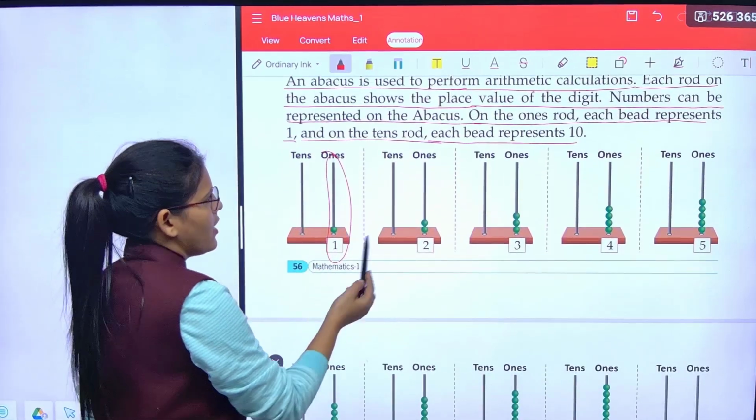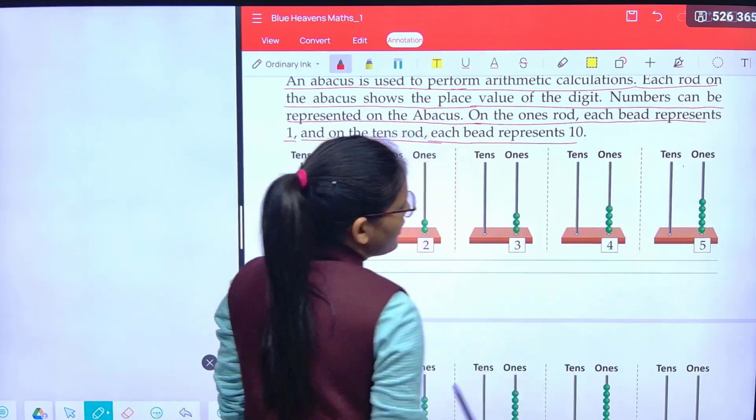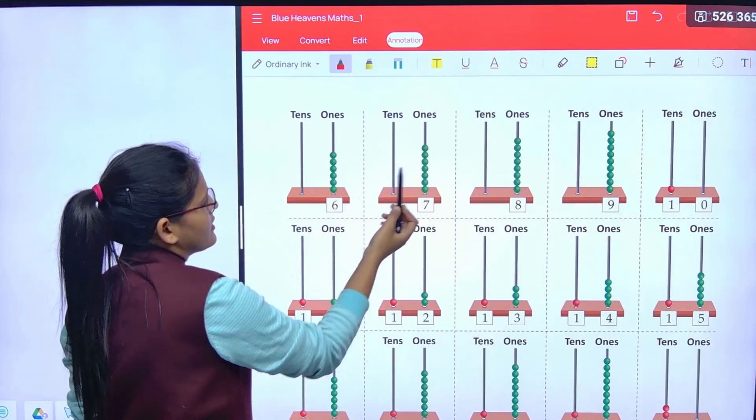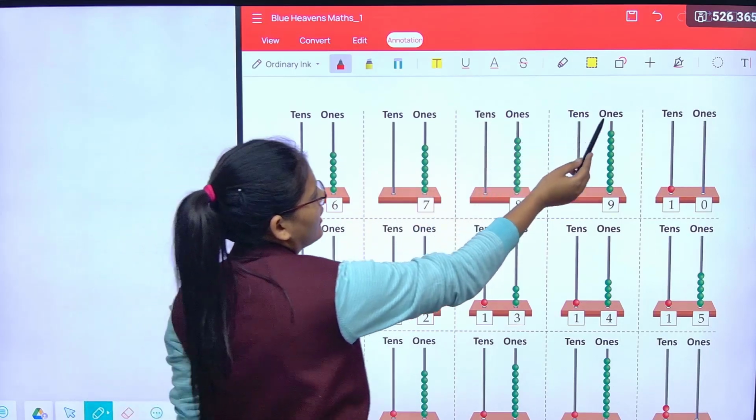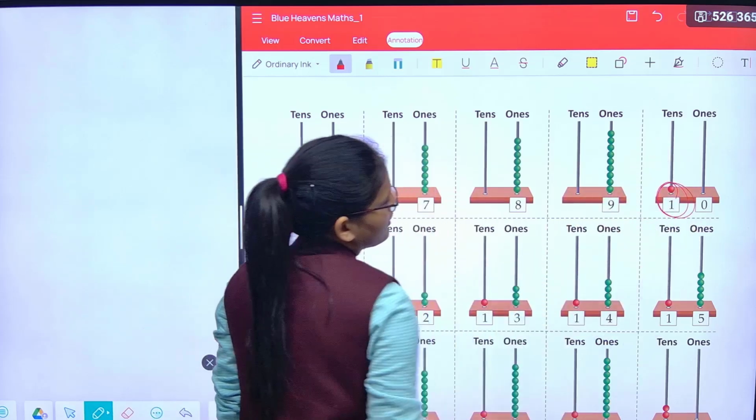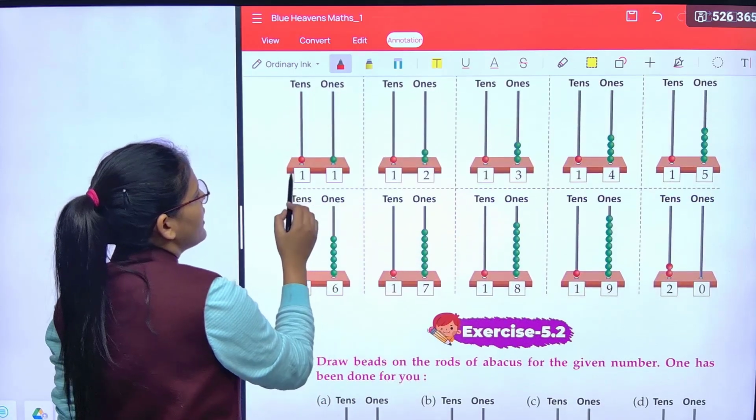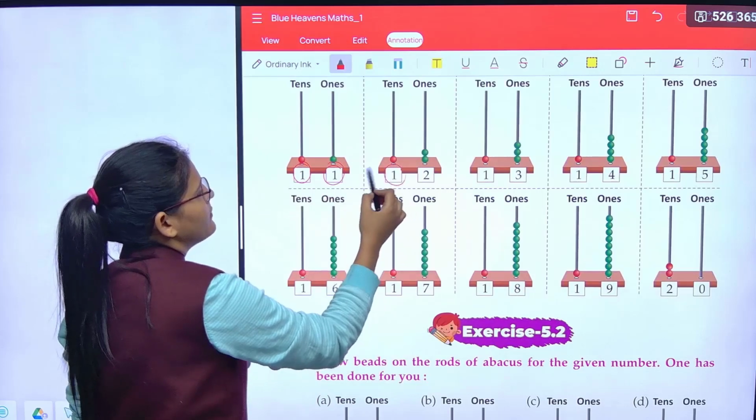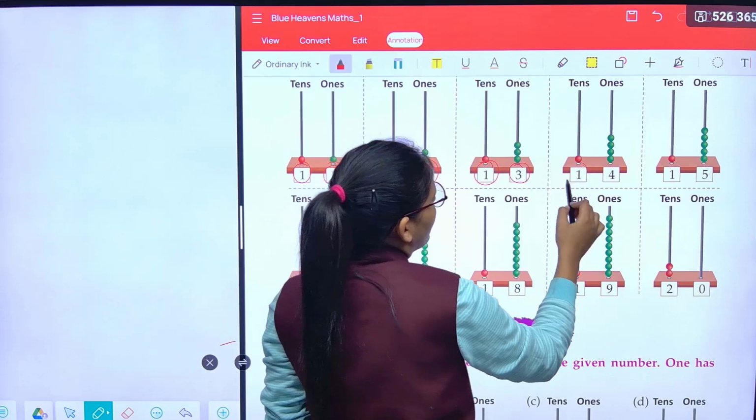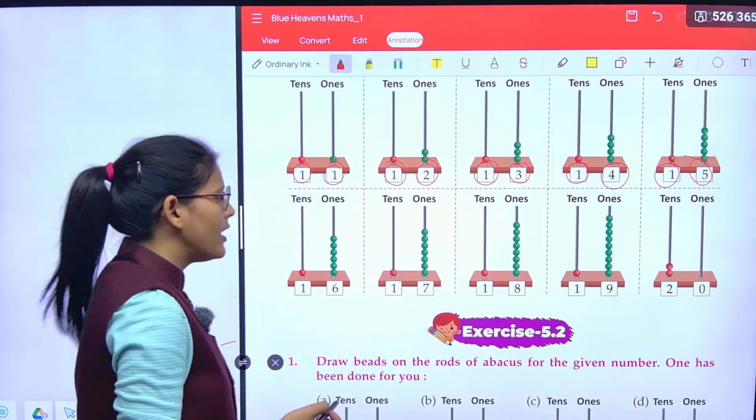One, two, three, four, five ones. Okay. Now, how many beads? Six beads. Six, seven, eight, nine, and tens. It is 10. Now, 11: 1 tens, 1 ones. 1 tens, 2 ones. 1 tens, 3 ones. 1 tens, 4 ones. 1 tens, 5 ones. It is 15.